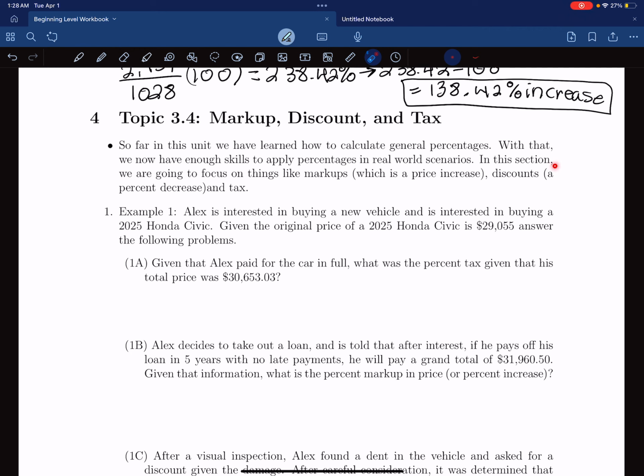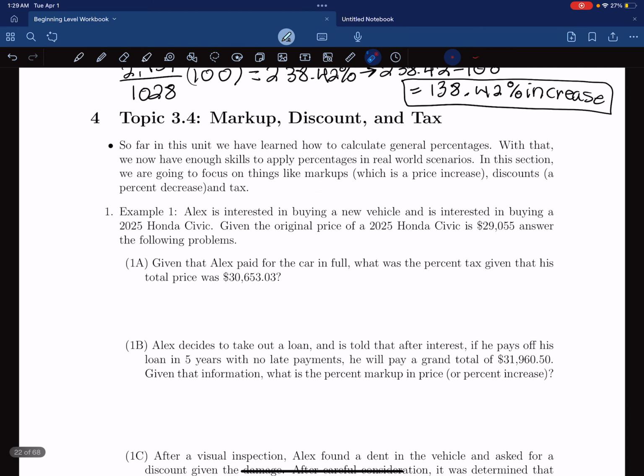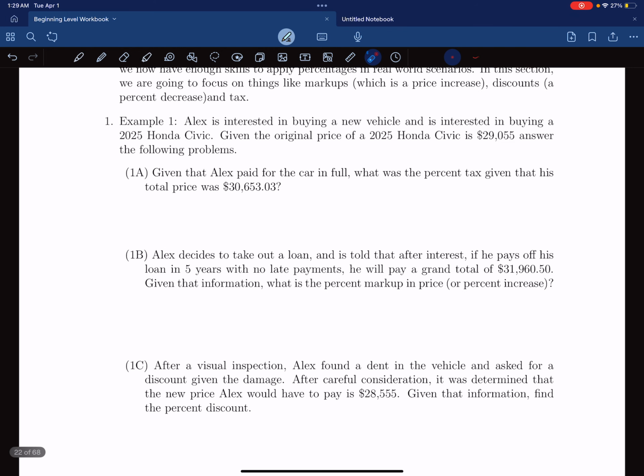In this section, we're going to be focusing on things like markups, which is percent increases. Markups are when the prices of things increase, and we're going to be specifically looking at how much this markup increased the price. And then we're going to be looking at discounts, which is a percent decrease, and tax. With that being said, let's look at example 1.